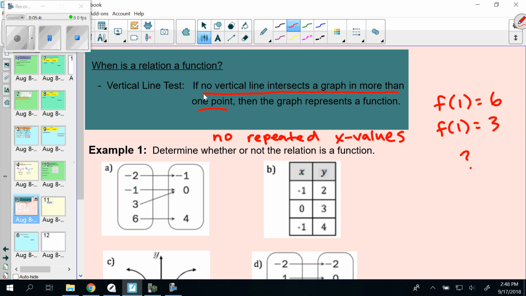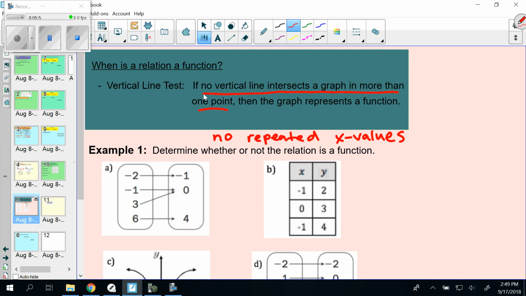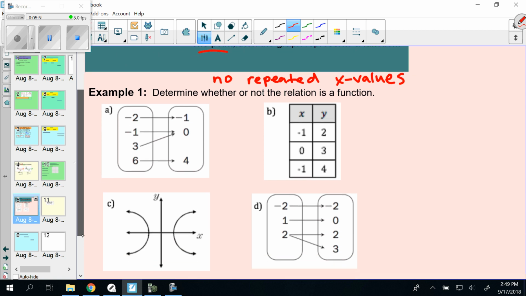If it can be two different values, that doesn't work. That's not a function. All right, so let's check some different examples and see if we can find out if it's a function or not.